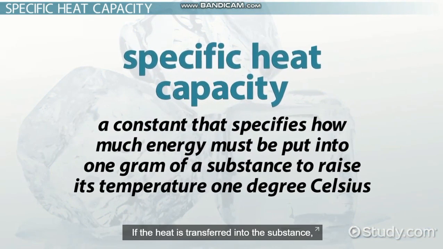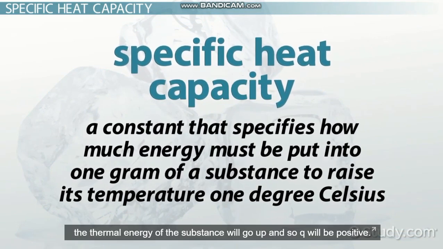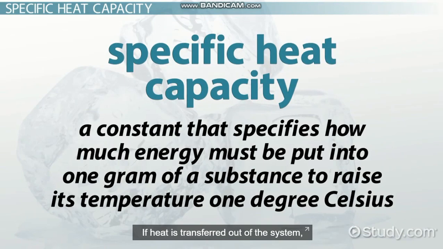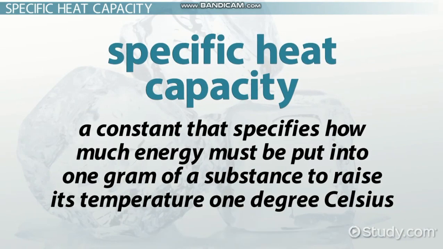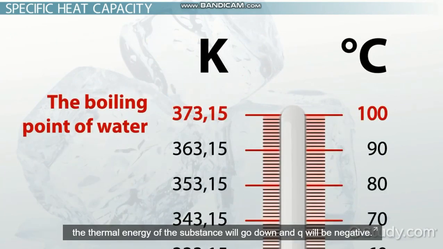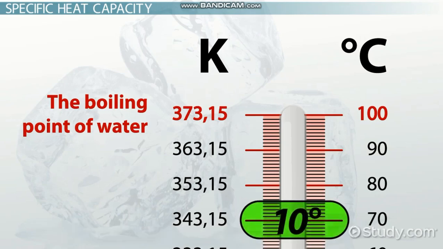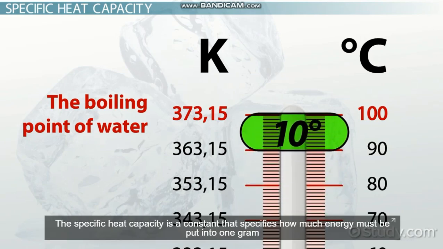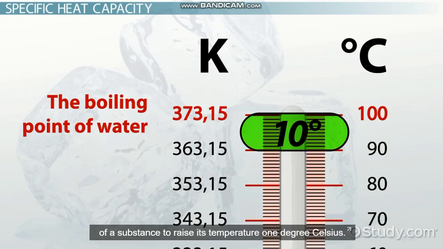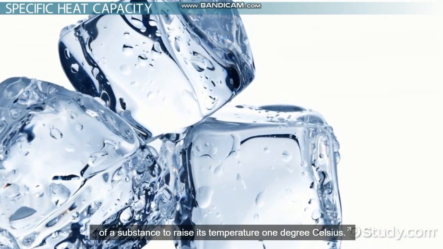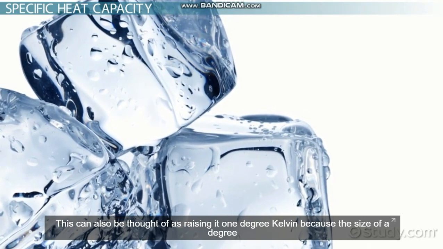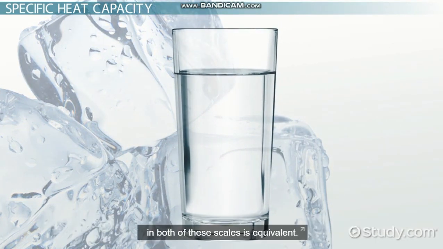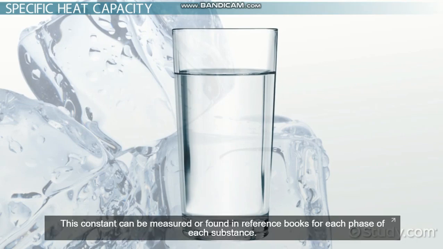The specific heat capacity is a constant that specifies how much energy must be put into 1 gram of a substance to raise its temperature 1 degree Celsius. This can also be thought of as raising it 1 degree Kelvin, because the size of a degree in both of these scales is equivalent. This constant can be measured or found in reference books for each phase of each substance. It's good to note that different phases of the same substance have different heat capacities. For example, the specific heat capacity of ice differs from the specific heat capacity of liquid water.